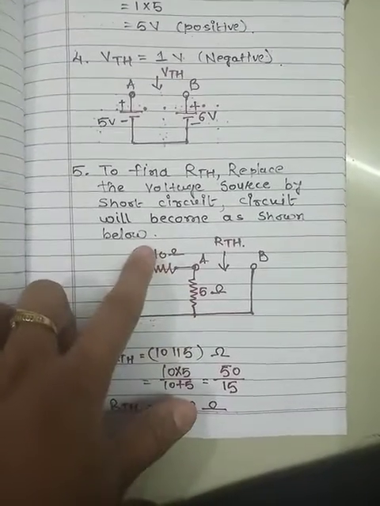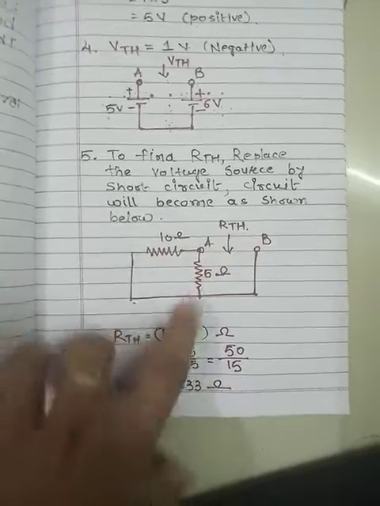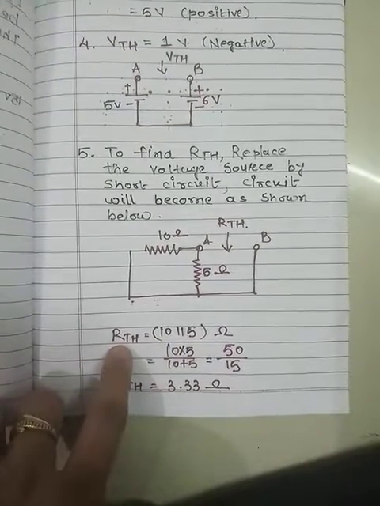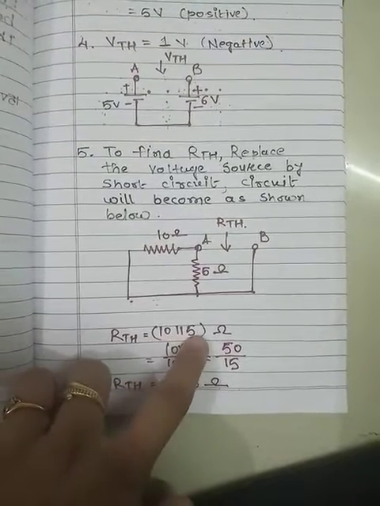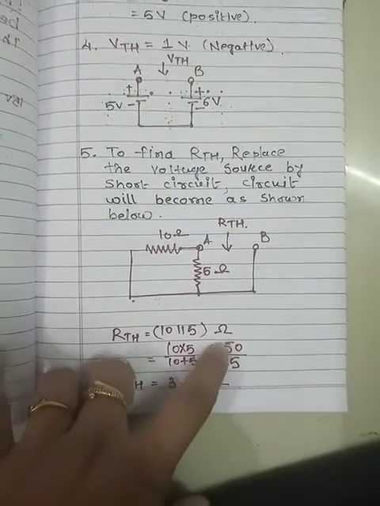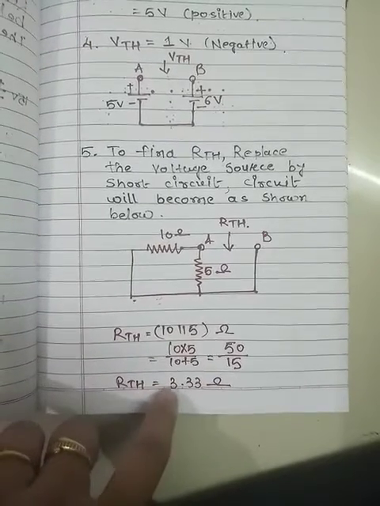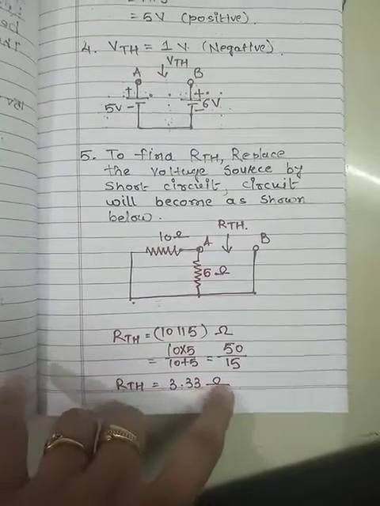See here, the 10 ohm resistance is in parallel with the 5 ohm resistance. So our Thevenin equivalent resistance is 10 parallel to 5, that is 10 into 5 divided by 10 plus 5. So you will get 50 divided by 15, and the value of RTH is 3.33 ohm.